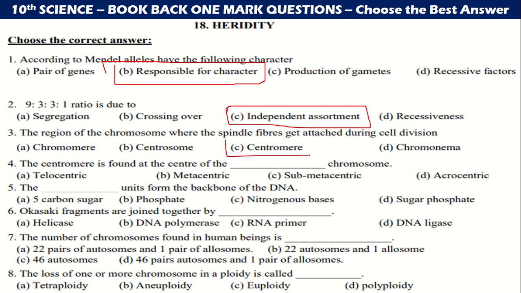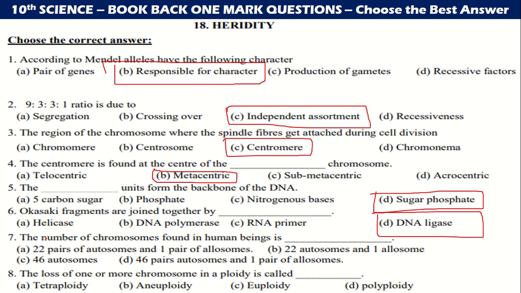The region of the chromosome where the spindle fibers get attached during cell division is the centromere. The centromere is formed at the center of the metacentric chromosome. Then the sugar phosphate units form the backbone of the DNA. Then Okazaki fragments are joined together by DNA ligase.